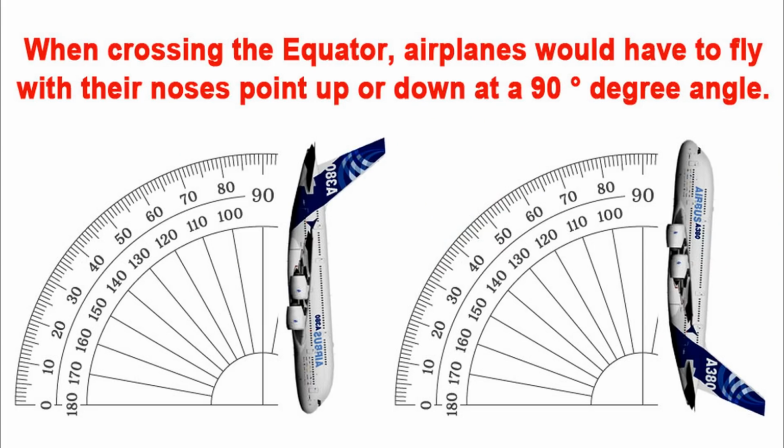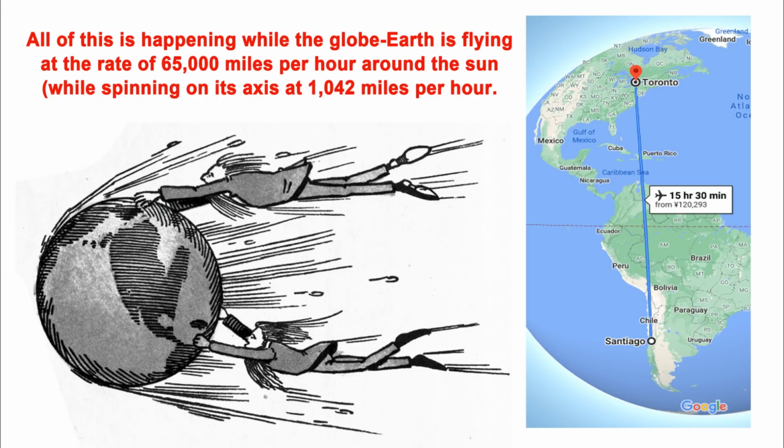And consider also that when crossing the equator, those airplanes would have to fly with their nose pointing up or down at a 90-degree angle. Also, consider the fact that not only the Earth is spinning, but it's also going around the Sun. So all of this is happening while the globe Earth is flying at a rate of 65,000 miles per hour around the Sun, while spinning on its axis at 1,042 miles per hour.